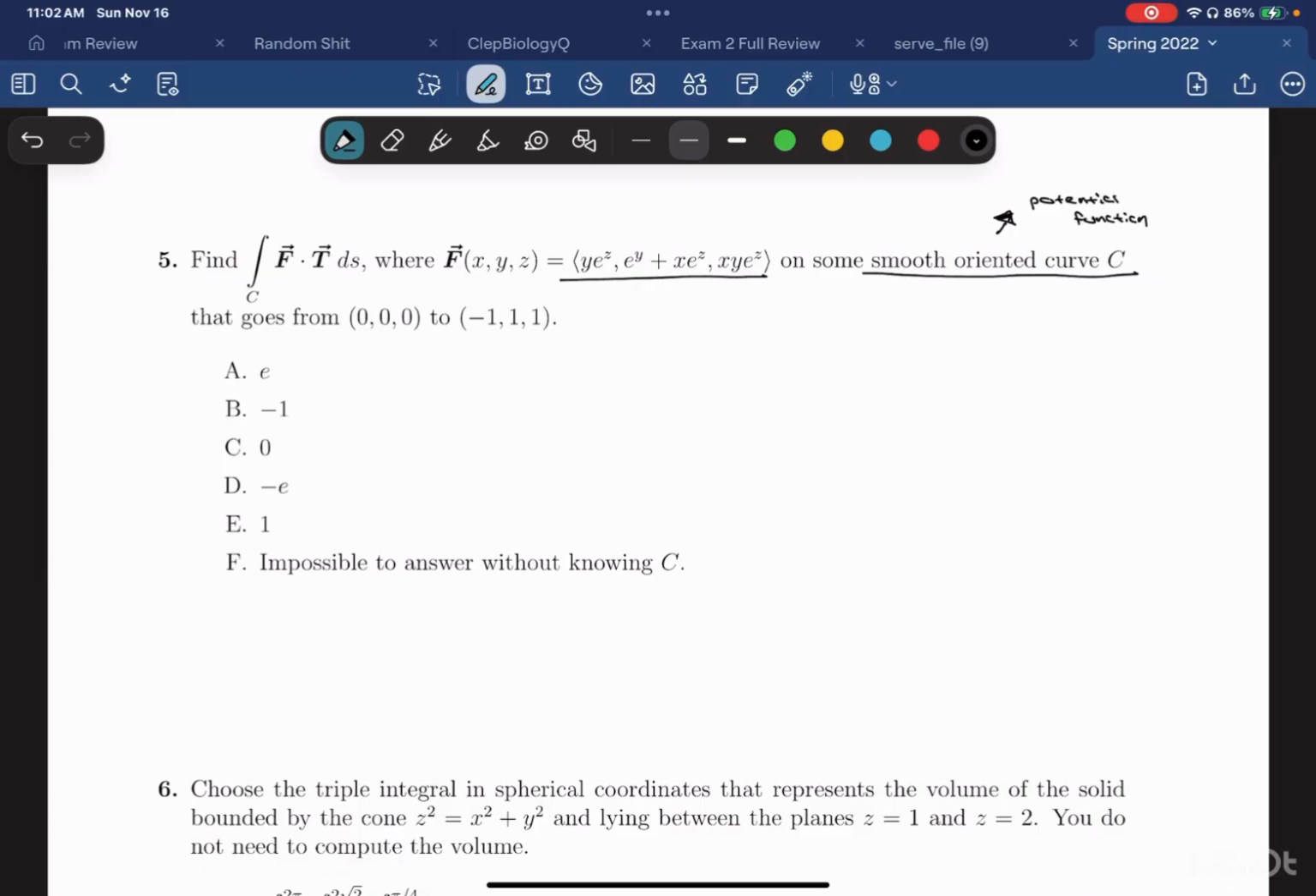And it goes from this point to this point. So how I'm going to set this up is this actually tells me that I can use the fundamental theorem of line integrals, which states that this vector over here, F times the tangent vector, is actually equal to the potential function at point B, which is this one, minus the potential function at point A. So we've got to find the potential function.